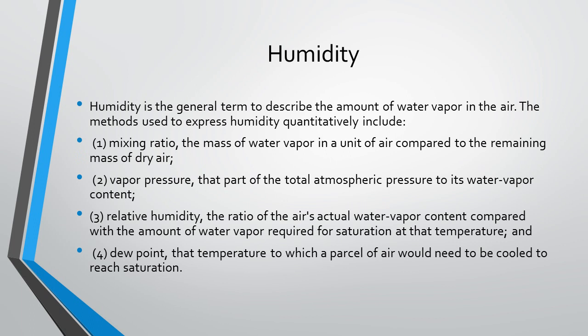Humidity is a general term to describe the amount of water vapor in the air. The methods used to express humidity quantitatively include: Number 1, mixing ratio, the mass of water vapor in a unit of air compared to the remaining mass of dry air. Number 2, vapor pressure, that part of the total atmospheric pressure attributable to its water vapor content. Number 3, relative humidity, the ratio of the air's actual water vapor content compared with the amount of water vapor required for saturation at that temperature. And number 4, dew point, that temperature to which a parcel of air would need to be cooled to reach saturation.